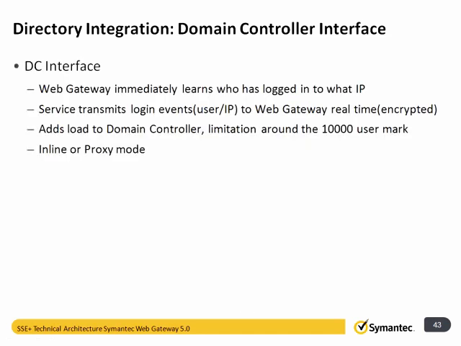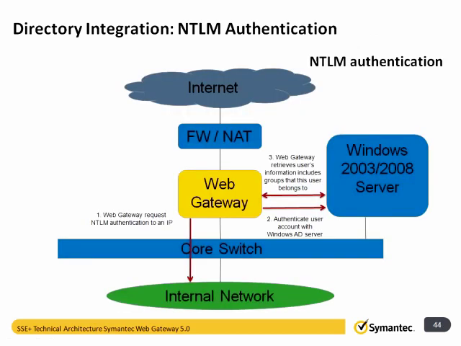So a final summary on DC interface. When using DC interface, the Web Gateway immediately learns who is logged into what IP. The DC interface service transmits login events containing the user and the IP address they've logged into to the Web Gateway in real time, and this data is encrypted. DC interface can add load to a domain controller, and the current limitation is somewhere around the 10,000 user mark. DC interface can also be run inline or in proxy mode.